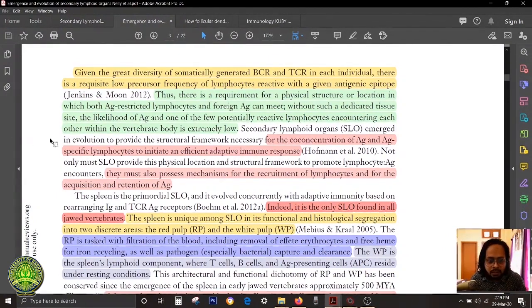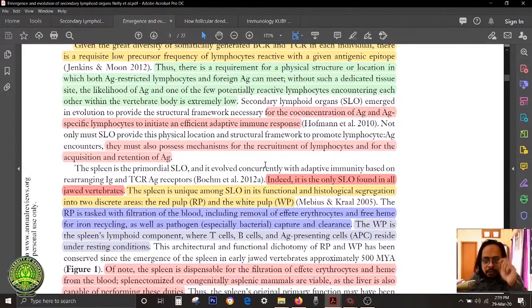Secondary lymphoid organs emerged in evolution to provide a structural framework necessary for the concentration of antigens and antigen-specific lymphocytes to initiate an effective adaptive immune response. So I believe you understand that. So they are not just responsible for accumulating the antigen, they are also responsible for inviting the lymphocytes to that particular position. So if I'm a secondary lymphoid organ, look at this. If I'm a secondary lymphoid organ, my responsibility is not just to collect all the antigen. How am I collecting all the antigens?